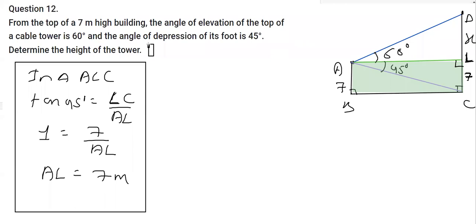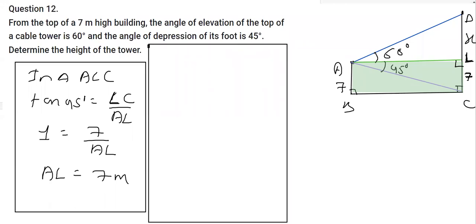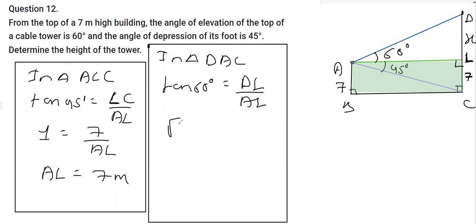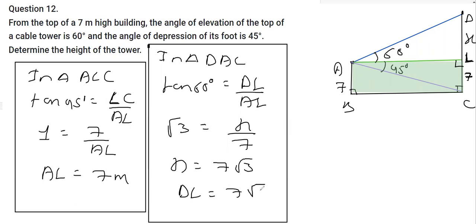Now let's take the other triangle, which is triangle DAL. We take tan 60, and tan 60 is equal to the perpendicular, which is DL, over the base, which is AL. Tan 60 is √3, DL is X, and we know the value of AL, so we can directly replace it with 7. Now, doing cross multiplication, we get X as 7√3, and that is the length of DL, 7√3 meters.